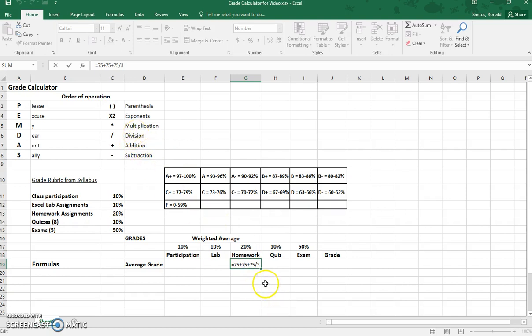In order for it to be correct, what we need to do is put these 3 items in parentheses. Once these 3 items, or 3 homework, or 3 chapters, are in parentheses, then it'll be in correct order. We'll have our parentheses, and then we'll do division. So if I enter, it should come up to 75. So that would be your average grade.